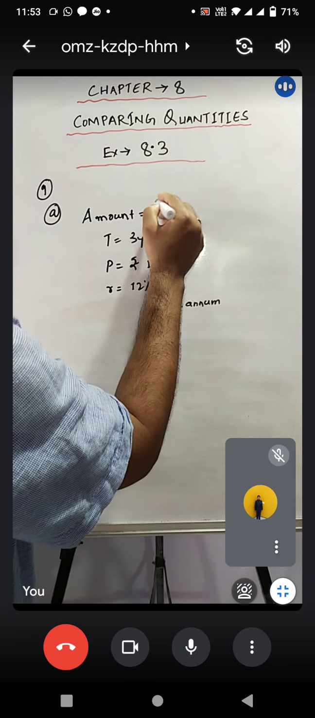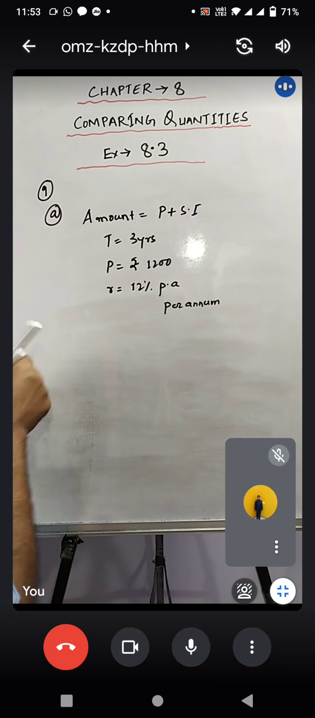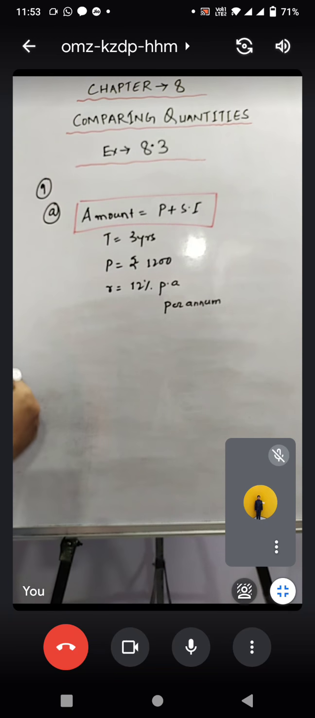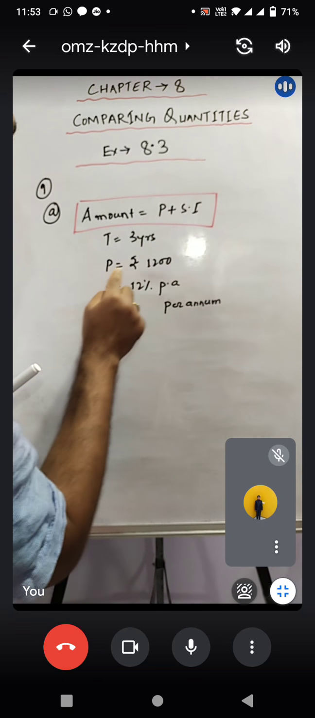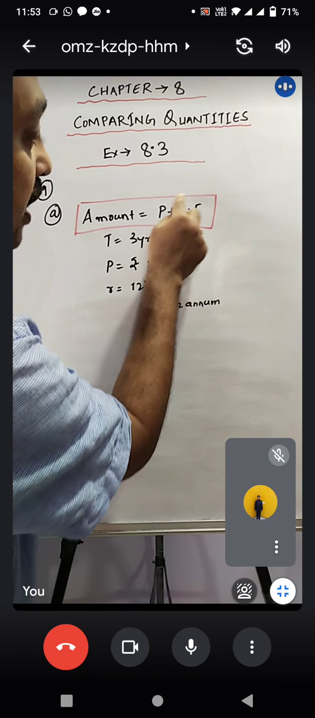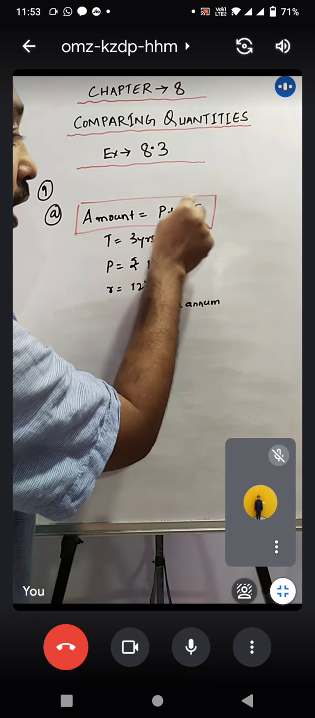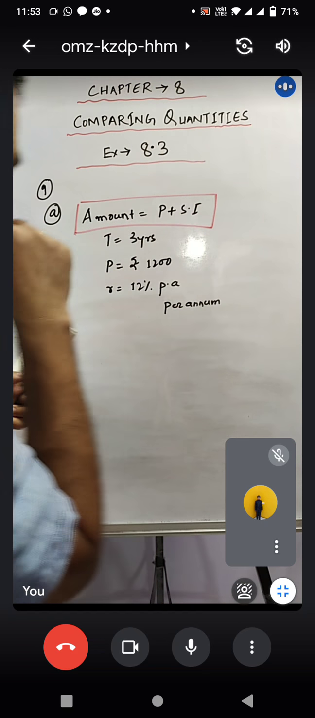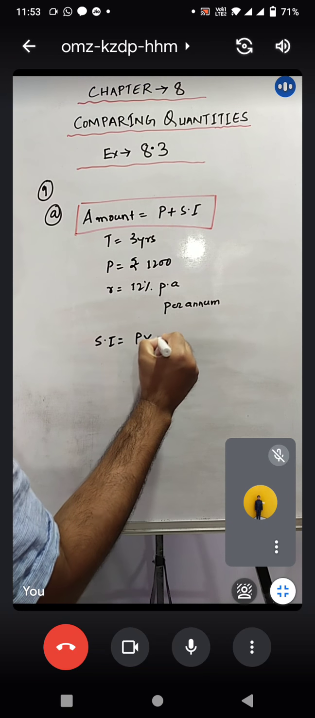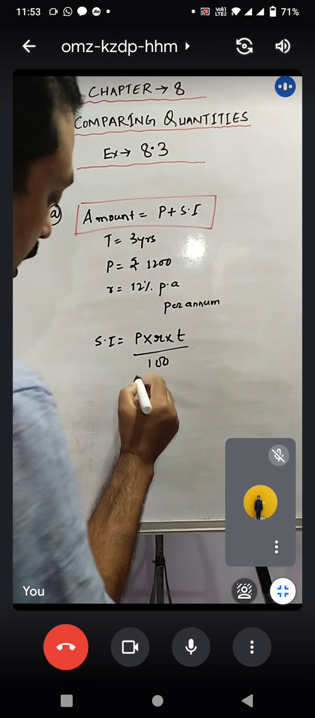And we know the formula of amount is P plus SI. Now if you observe this particular formula properly, principal we already know. 1200 is already given in the question, but we are not aware of SI. So to get the value of amount, we have to first find the value of SI. And we also know the formula of SI: SI is P into R into T by 100. Now we'll put the values.